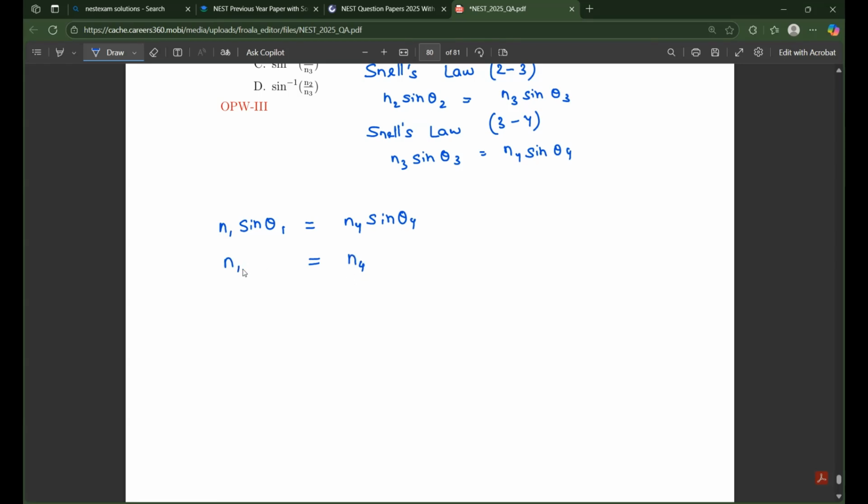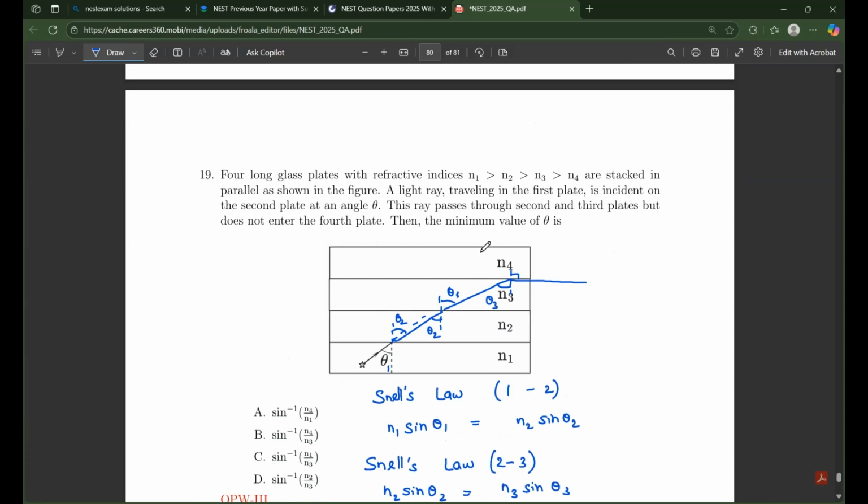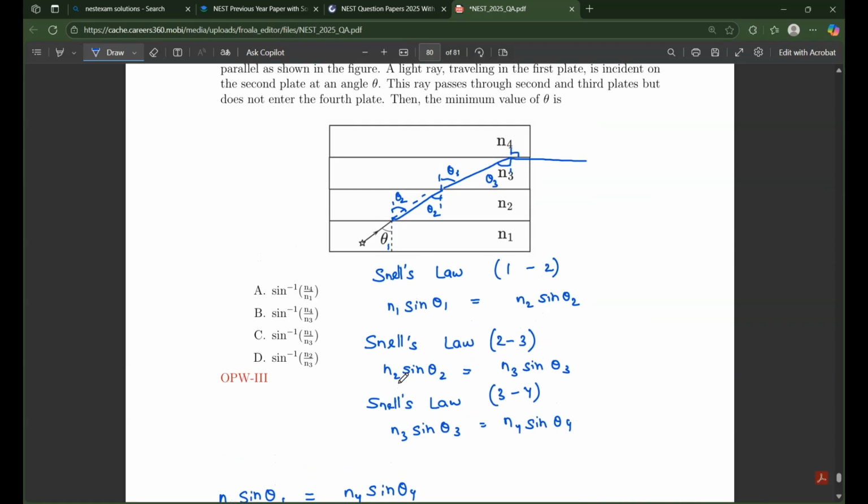So this is n1 sine theta, because theta 1 in the question is given as theta. So n1 sine theta is equal to n4. This gives theta is equal to sine inverse of n4 by n1. That means the minimum angle for the light ray not to enter the slab with refractive index n4 is theta equal to sine inverse n4 by n1. That is option A. Hence, option A is the correct answer.